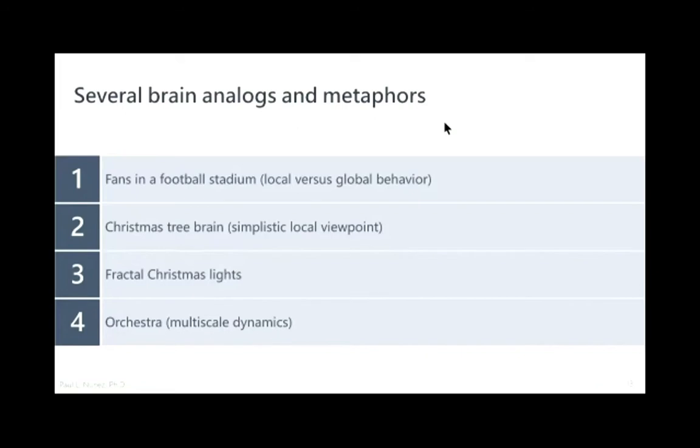Number two is what I call the Christmas tree brain. Some mental task is given, and as a result, some parts of the brain will light up. Some activity will be stronger in some parts of the brain than others. And number three, an extension of this idea, which is, I think, much more accurate, which I call the fractal Christmas lights brain, in which large patterns are composed of smaller patterns, and are composed of still smaller patterns. In other words, large lights containing smaller lights containing even smaller lights.